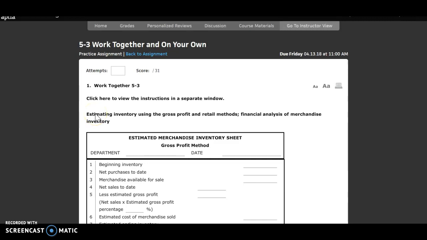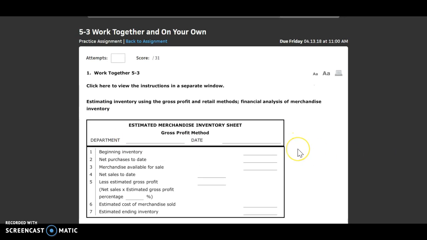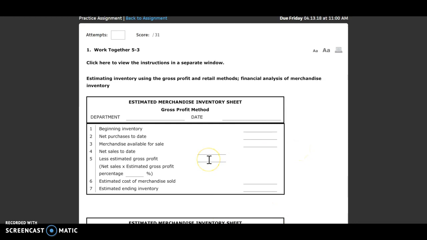All right, so our instructions tell us the following information is available for Debbie's Fabrics for the month of October. We're going to estimate merchandise inventory, and estimated merchandise inventory sheets are provided for us. It gives us our beginning inventory, our net purchases, our net sales, our gross profit percentage. So number one, we need to estimate the ending inventory using the gross profit method. So we're going to start with that. That's our first sheet that we have.